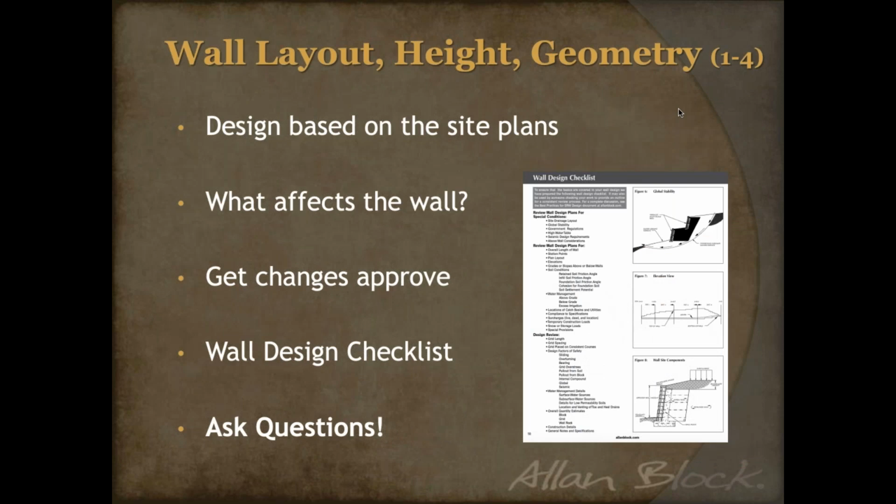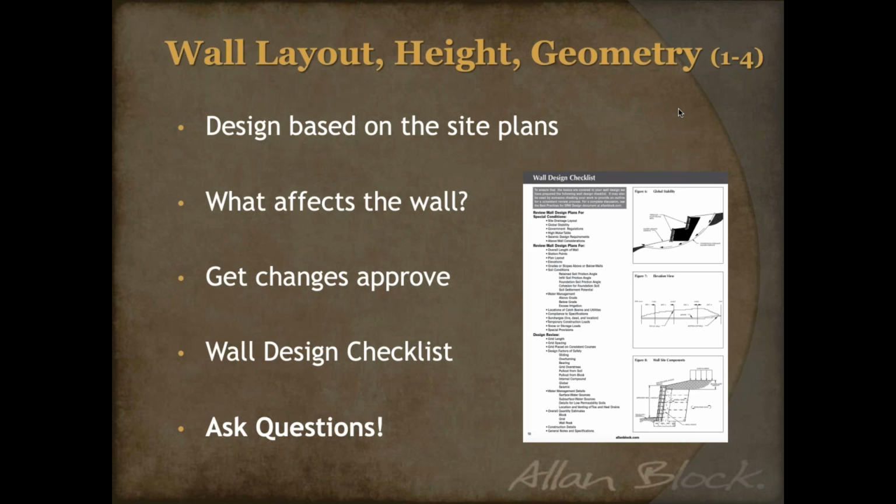Now, for the wall layout, height, and geometry of our wall, a few things are important here. One is that the design of our wall is mostly going to be based off of what's provided on our site plans or our wall layouts. This is going to include how the walls start, how they finish. It's going to show the shape of the wall. Are there going to be mitered corners or curves? What will be the conditions above the wall or below the wall? And if there's going to be any surcharges above the wall as well. So all of this will be shown on the site plan.